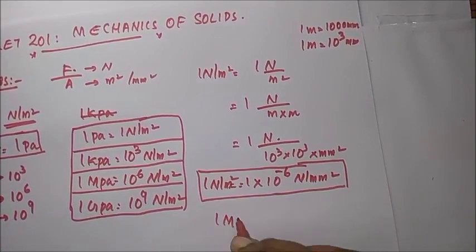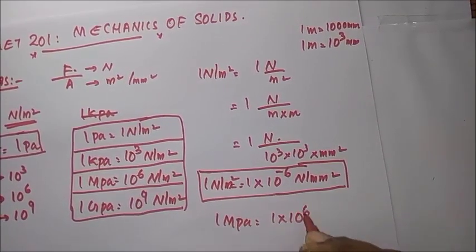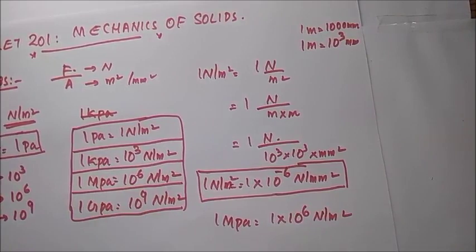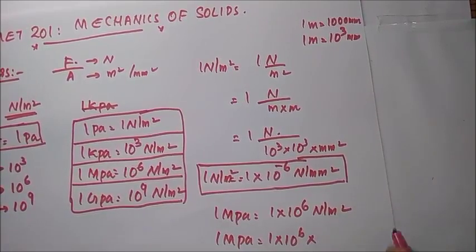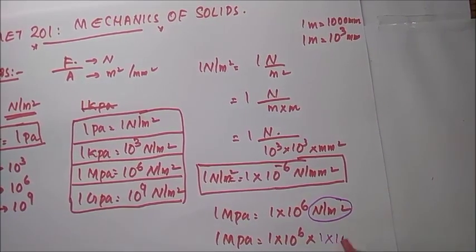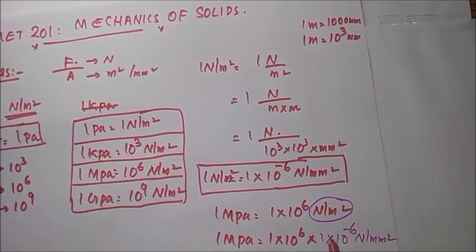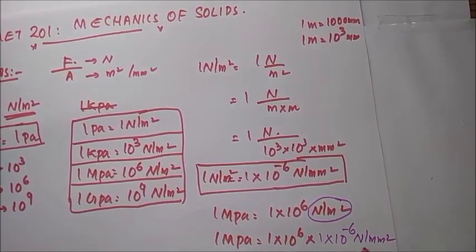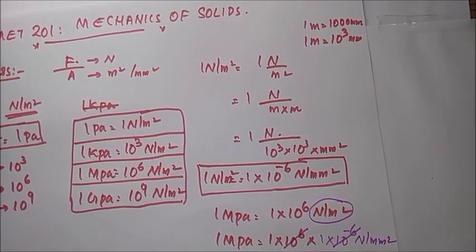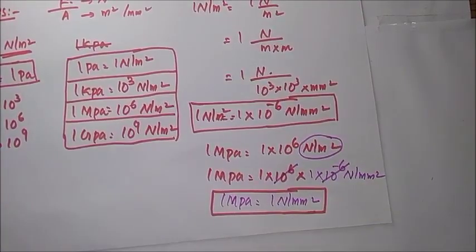Then 1 megapascal is equal to 1 into 10 raised to 6 Newton per meter square. Newton per meter square is equal to 1 into 10 raised to minus 6 Newton per mm square. These terms cancel. Then 1 megapascal is equal to 1 Newton per mm square. That is the important conversion in mechanics of solids: 1 megapascal is equal to 1 Newton per millimeter square.